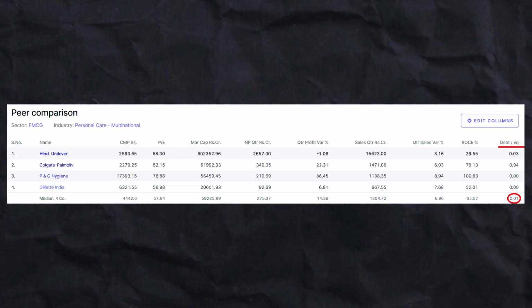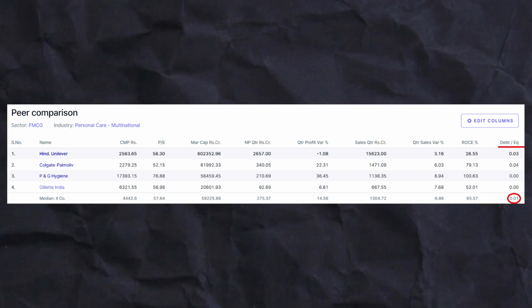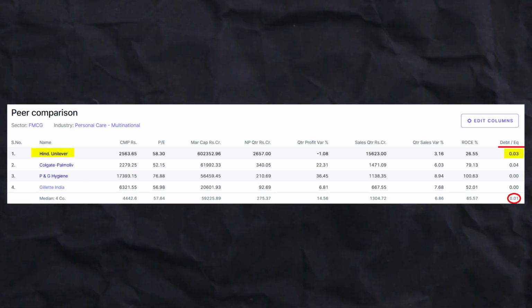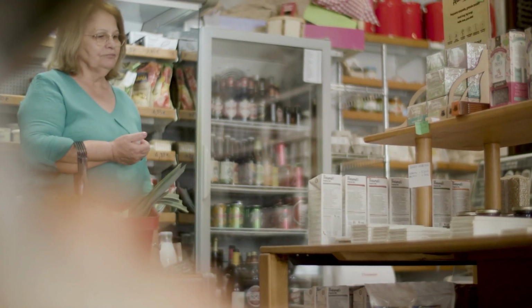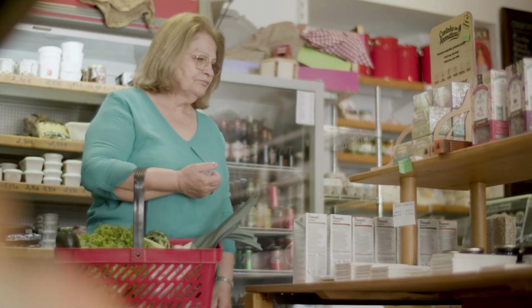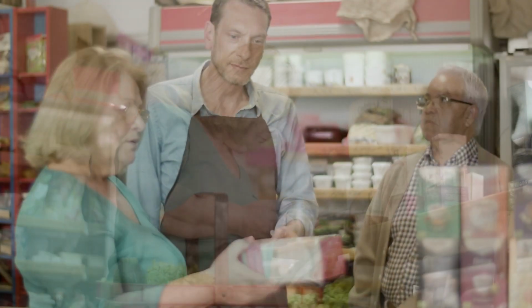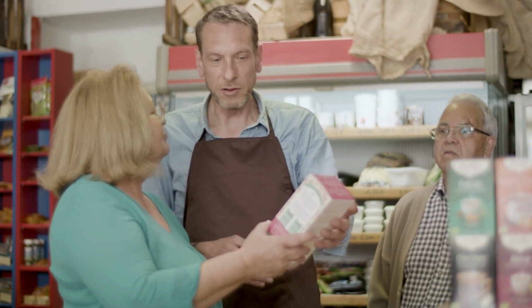So here are some of the well-known companies from the FMCG sector. As you can see, the median debt to equity ratio for this sector is only 0.01. Hindustan Unilever has a 0.03 debt to equity ratio. Procter & Gamble Hygiene has literally zero debt. So companies from the FMCG sector are capable of operating without taking on any debt. But that may not mean that FMCG companies face no risk. There are a lot of factors other than debt which can create financial troubles for a company.